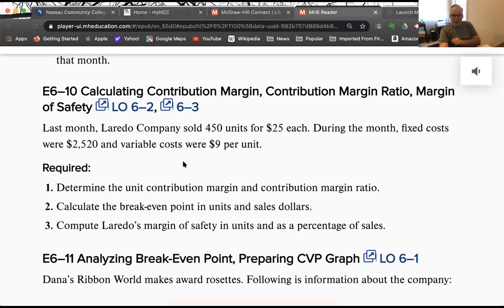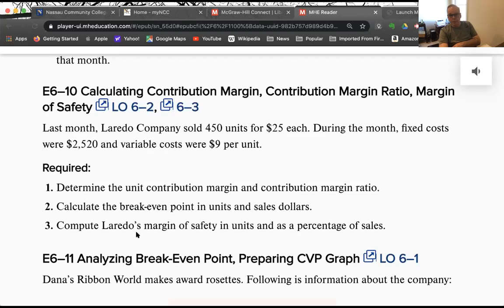Calculate the break-even point in units and sales dollars, right? So how do you calculate break-even point in units? Fixed cost divided by unit contribution margin, right? Which is 25 minus 9, which is 16. And sales dollars, fixed cost divided by contribution margin ratio, right? The number that we calculated here.